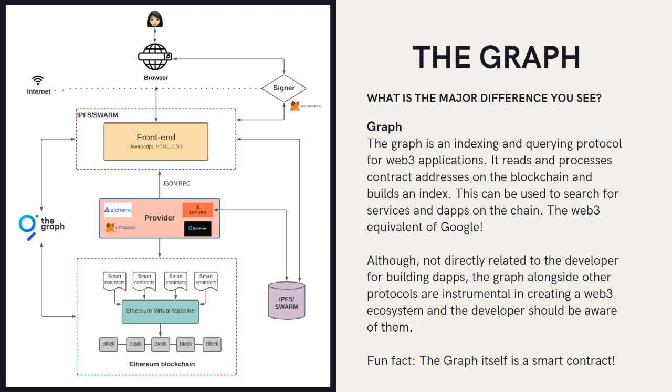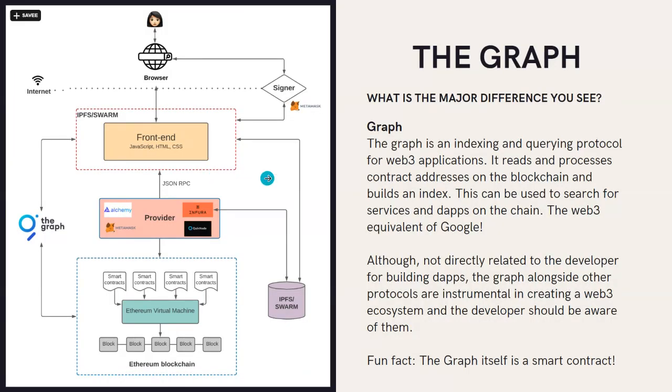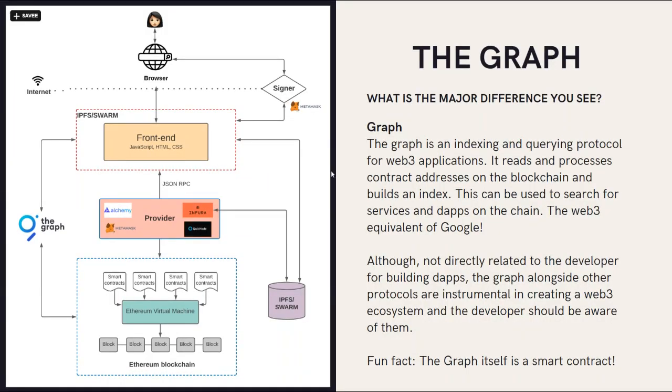Another fun fact that I would want to include here is that the Graph itself is another smart contract that exists on the Ethereum blockchain. Anything that you do on the Ethereum blockchain, any sort of information, any sort of global state change, is enabled by writing smart contracts. Right. I'll just check if there is any doubt.